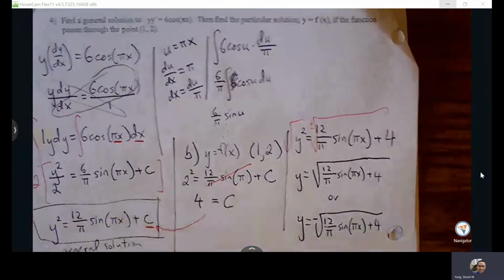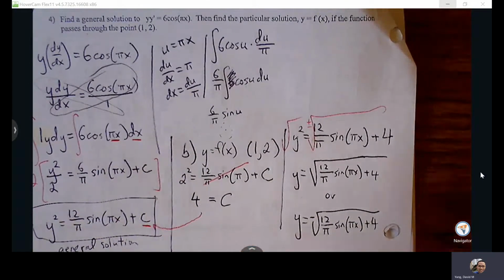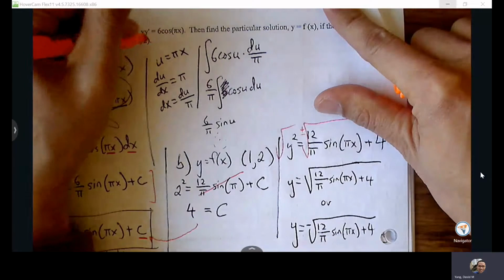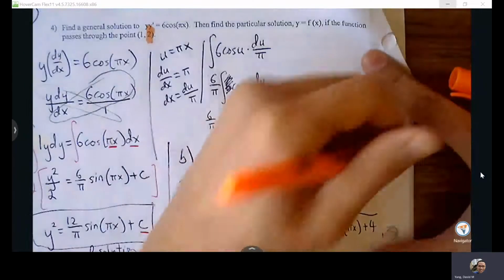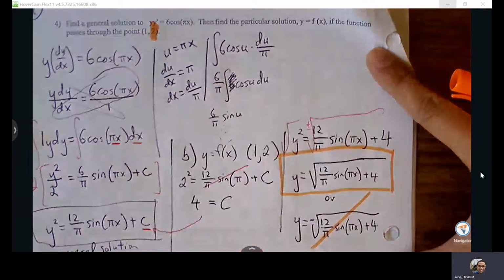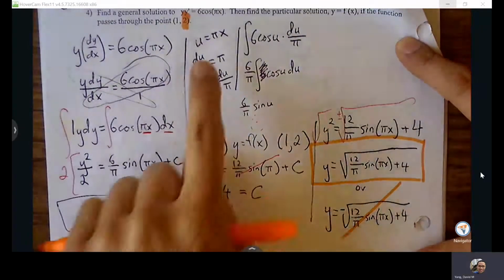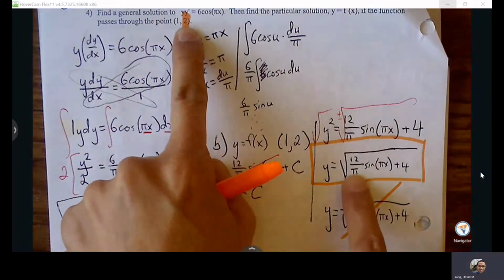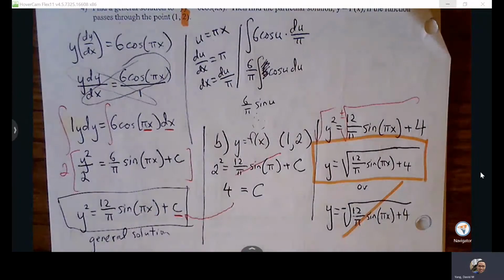Okay, which one do we choose? Positive. Yep, the y value is positive. The only way I can plug 1 in and get a positive in return. Okay, y is positive. I choose the positive square root. I do want to point something out here.